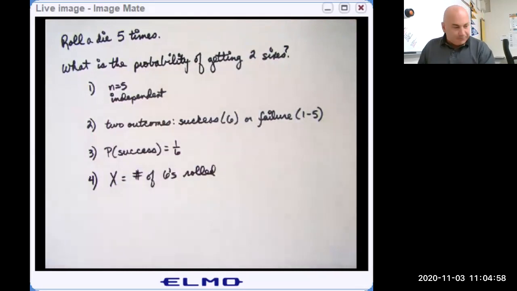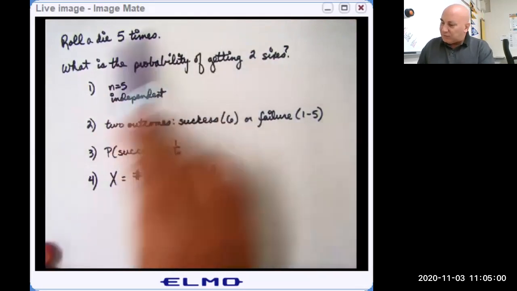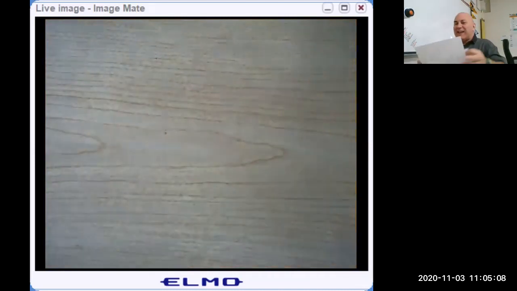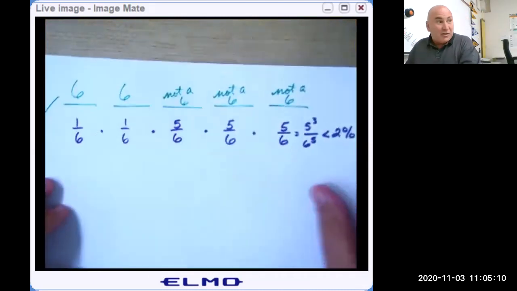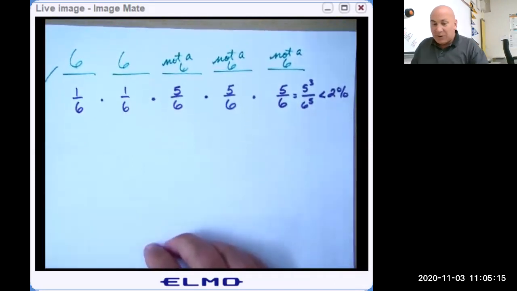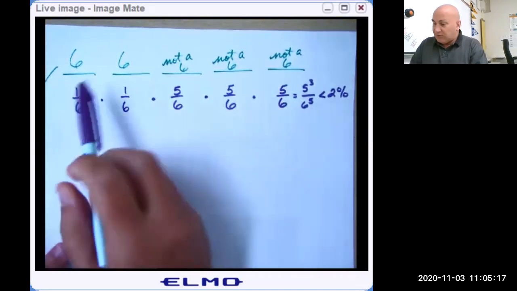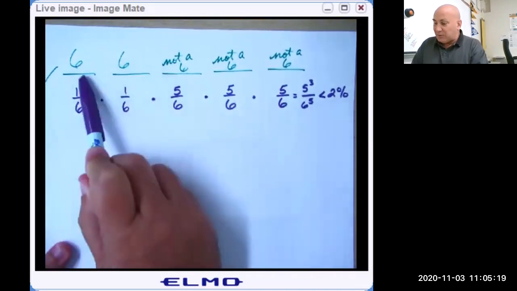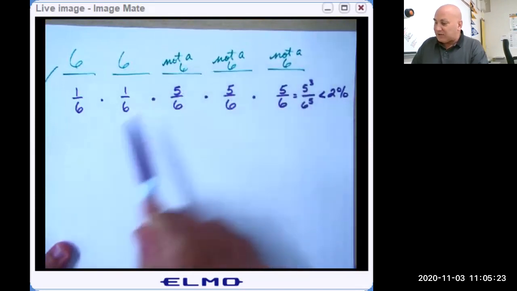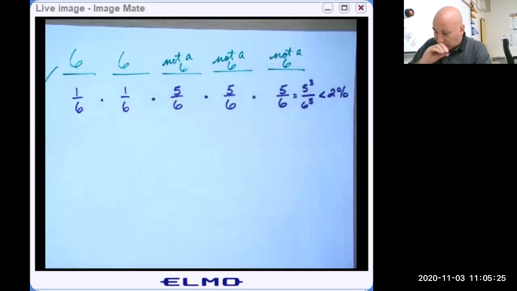So let's do this one. I've already got it all written out, but I'll cover some of the answers. So let's say I want to roll a die 5 times and I want to get 2 6s. So I get a 6 on my first roll, a 6 on the second roll, not a 6 on the 3rd through the 5th rolls.